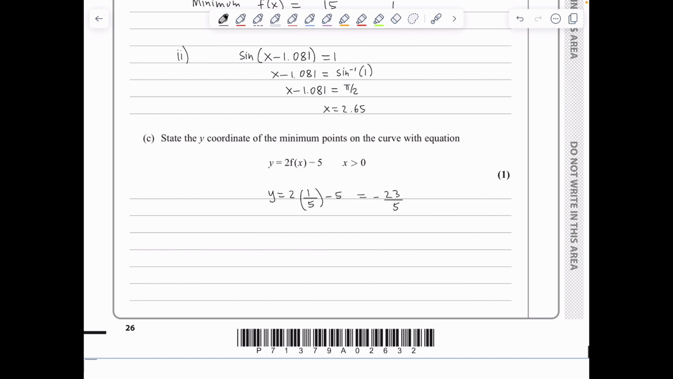We're essentially looking here at two transformations. The y's get multiplied by 2 and then we deduct 5. So that's exactly how the minimum will be affected. Therefore, we got an answer of minus 23 over 5.